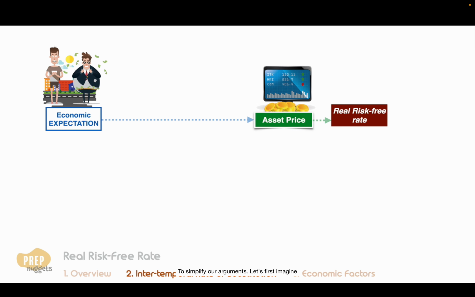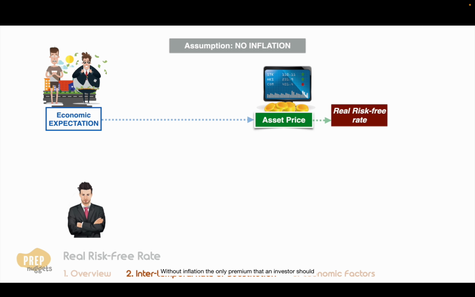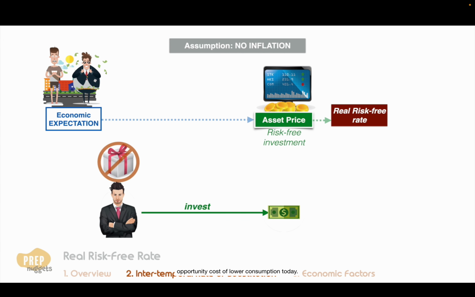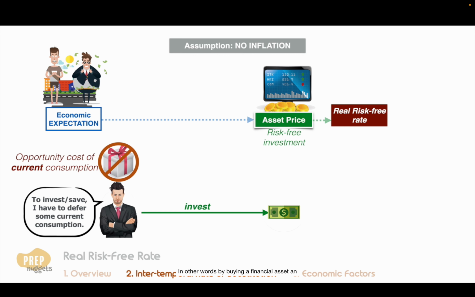To simplify our arguments, let's first imagine a world without inflation. Without inflation, the only premium that an investor should expect from purchasing a risk-free investment is the opportunity cost of lower consumption today. In other words, by buying a financial asset, an investor defers some current consumption. To convince the investor to forego spending $1 today, the investment should promise a return to compensate the investor for the opportunity cost. The difficult part is to determine this amount of return.